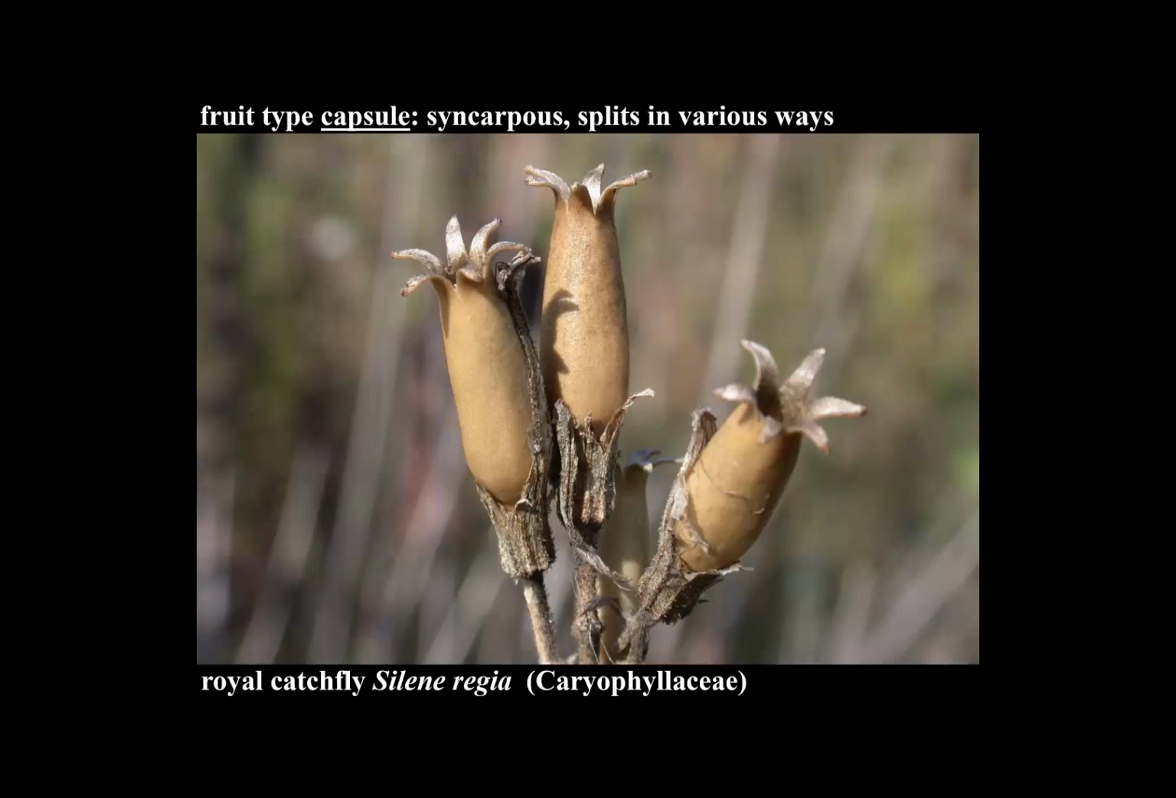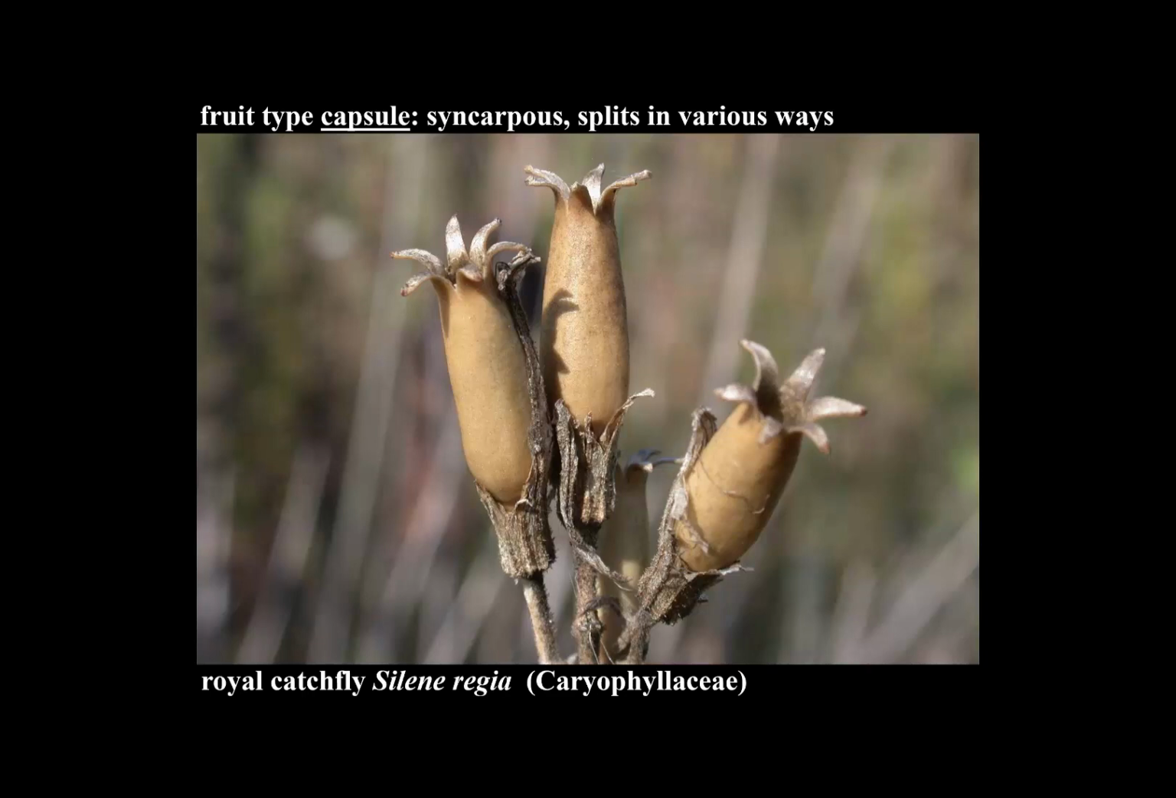Capsules. Capsules are very variable. There's a lot of different ways that they might open to release their seeds, but the important thing is that they do. And in this case, it's these terminal valves, I guess you would call them. Sometimes they can split along the sides. Sometimes they can be pores around the edge. It's kind of a nice name. It reminds me of a pill bottle or something.